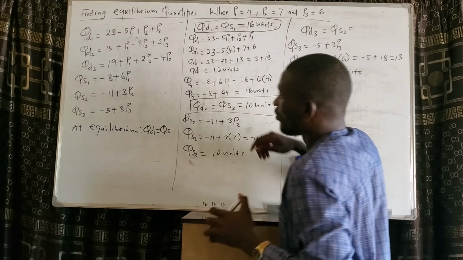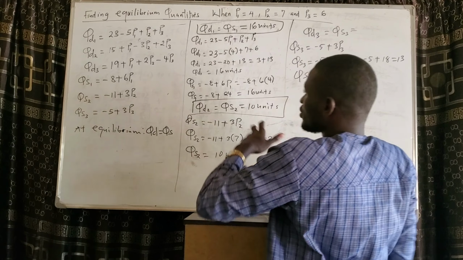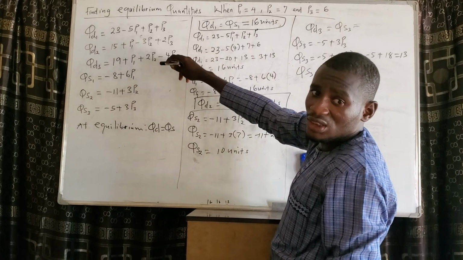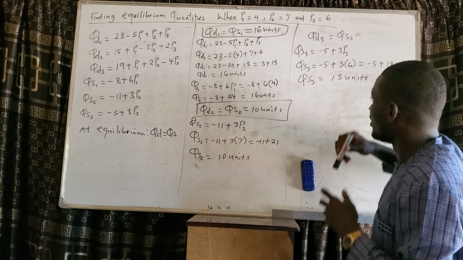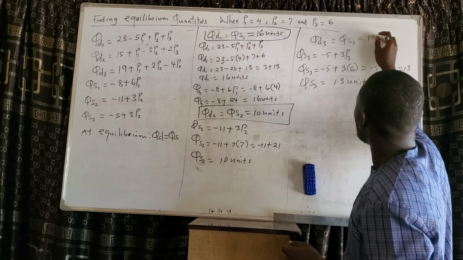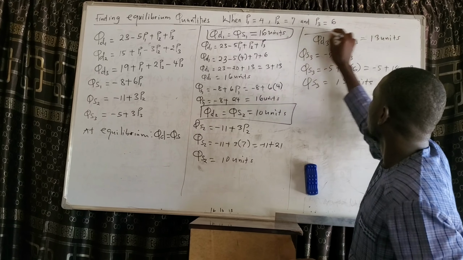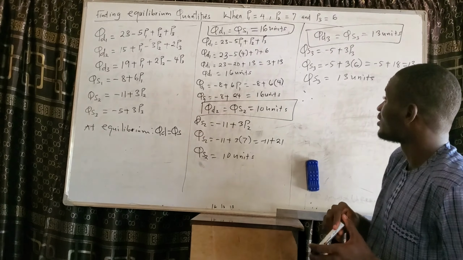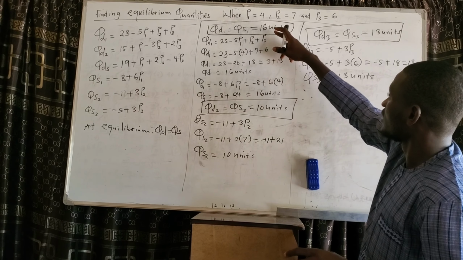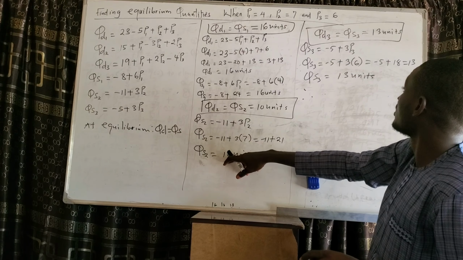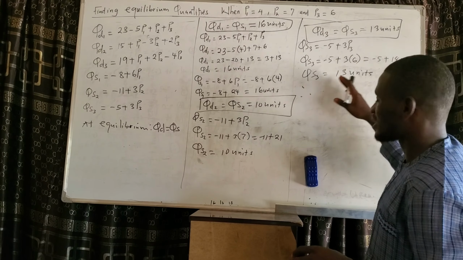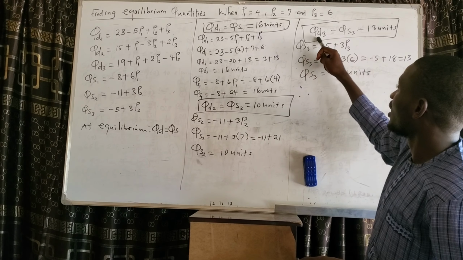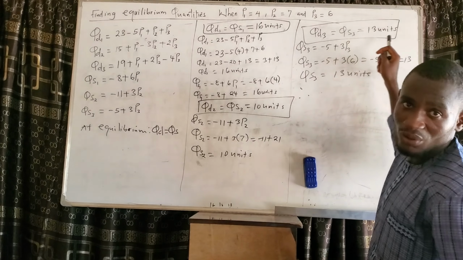Do it yourself for QD3. You will substitute the values for P1, P2, and P3 in QD3 and you will still have 13 units. So always end it in written form by saying that therefore the equilibrium quantities are 16 units, 10 units, and 13 units respectively. So at equilibrium, it is confirmed that both the demand and the supply will be equal.